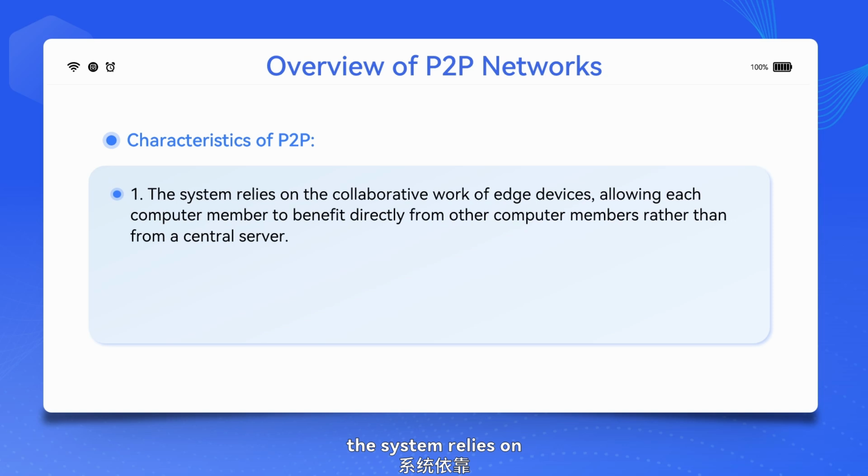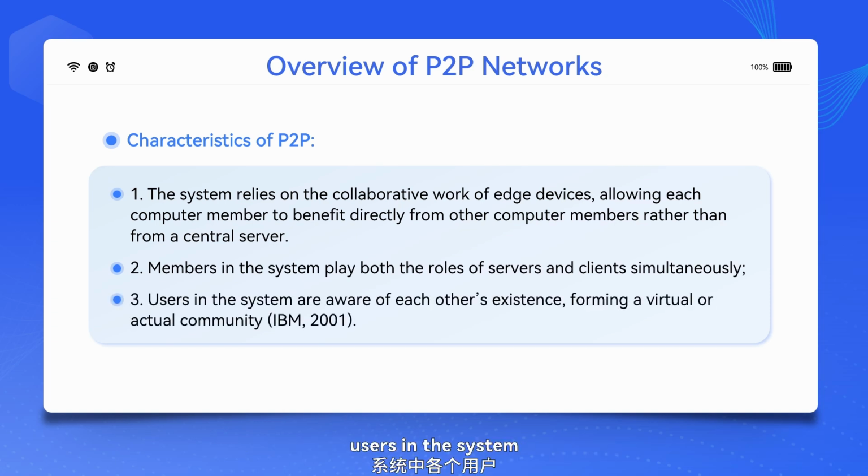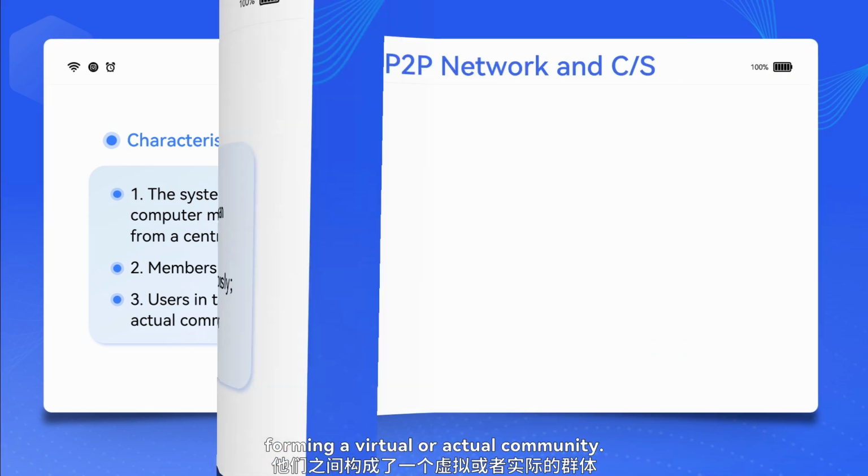First, the system relies on the collaborative work of edge devices, allowing each computer member to benefit directly from other computer members rather than from a central server. Second, members in the system play both the roles of servers and clients simultaneously. Third, users in the system are aware of each other's existence, forming a virtual or actual community.